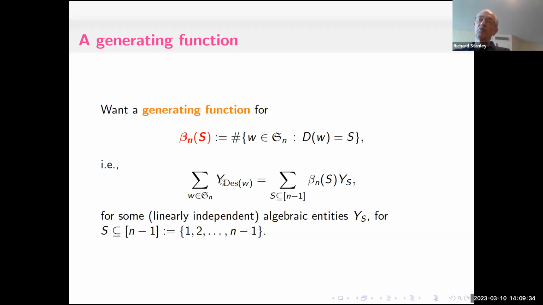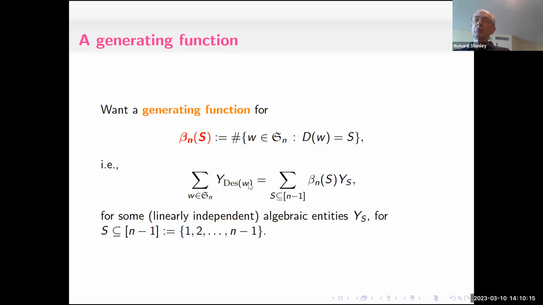So we'd like some kind of object that records this descent set of w, the set S: the sum over all w in S_n of y_{Des(w)}, or equivalently, the sum over all subsets S of [n-1], meaning the set {1, 2, up to n-1}, of β_n(S) y_S. These y_S should be linearly independent, so if we have this sum, we can recover the coefficient β_n(S).